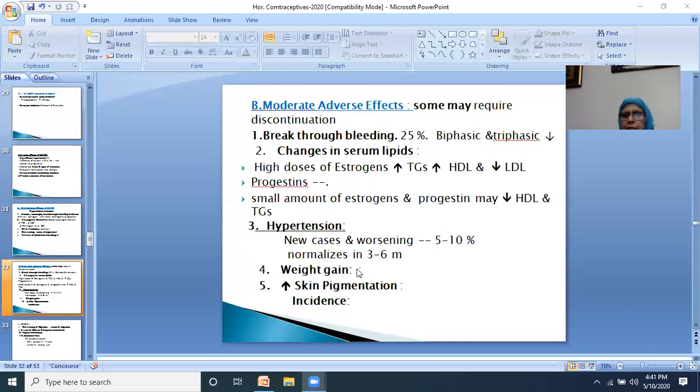Then weight gain is more with androgenic preparations. So either we should change the preparation or we should advise the diet. Then increased skin pigmentation more commonly occurs in dark skin complexion females, and if they are exposed to ultraviolet rays, and the incidence is related to the period of intake. Like after 1 year, only 5% will have this increased pigmentation, but after 8 years, about 40% will have this. After discontinuation, this pigmentation very slowly fades away.